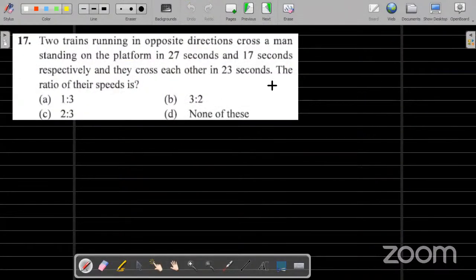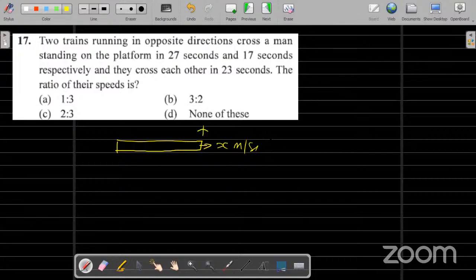Two trains running in opposite directions cross a man standing on the platform in 27 seconds and 17 seconds respectively, and they cross each other in 23 seconds. Find the ratio of their speeds. So the first train has a length of its own. Let it be traveling at a speed of x meters per second.